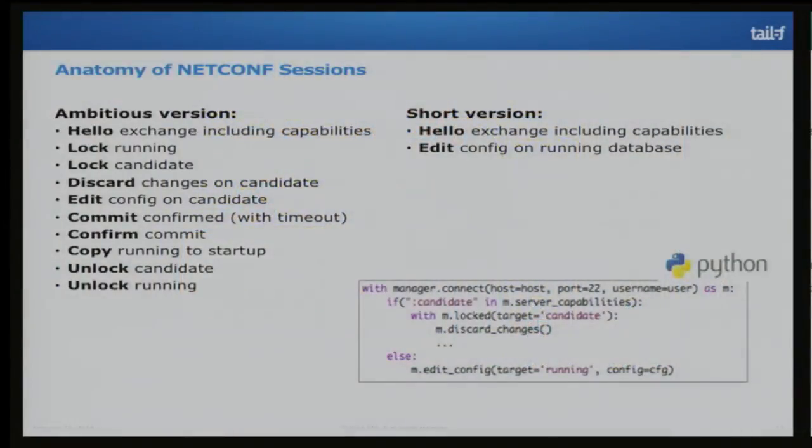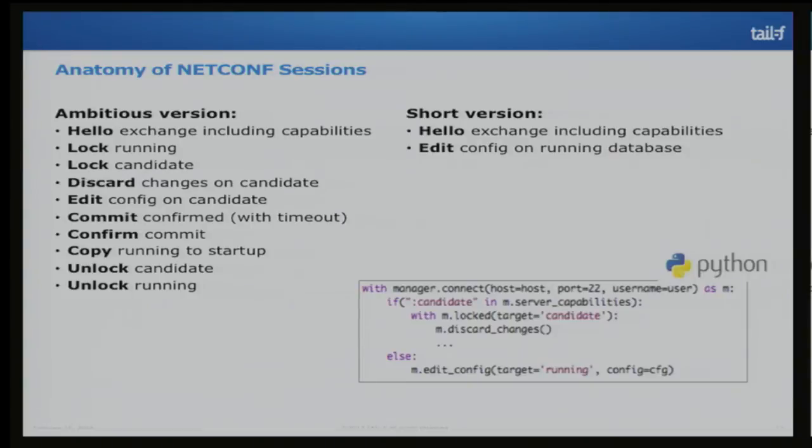So the anatomy of a NetConf session, right? I told you that this is capabilities based, which means that there are two extremes here. If you look to the right first, the short version of a session is basically setting up the transport, exchanging capabilities, and then editing the running database. That's the traditional way of doing things, especially with operating systems like iOS, you immediately do things to the running database. To the other side of things, for more ambitious systems, where programmatic features and transactions are important, the list is a little bit longer.